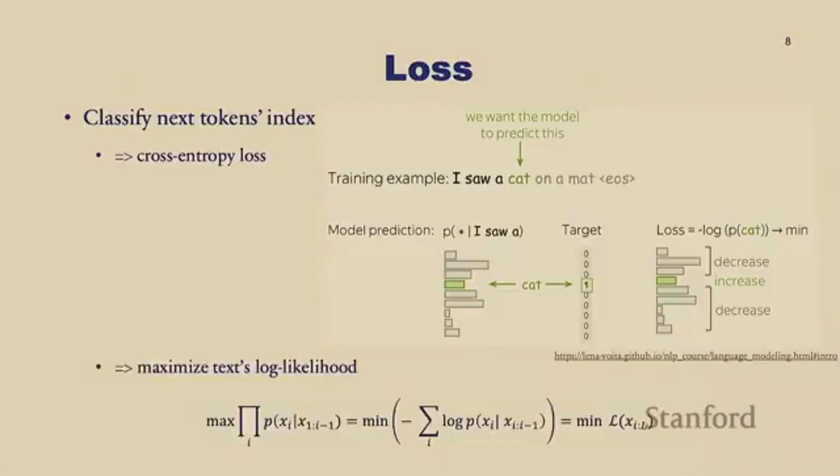One thing to notice is that, as you all know, this is equivalent to maximizing the text log likelihood, because you can rewrite the max over the probability of this autoregressive language modeling task as the minimum over, I just added the log here and minus, which is the minimum of the loss, which is the cross entropy loss. So minimizing the loss is the same thing as maximizing the likelihood of your text. Any questions?